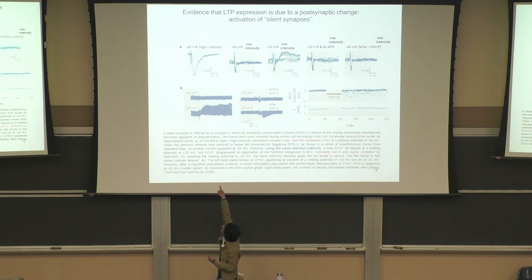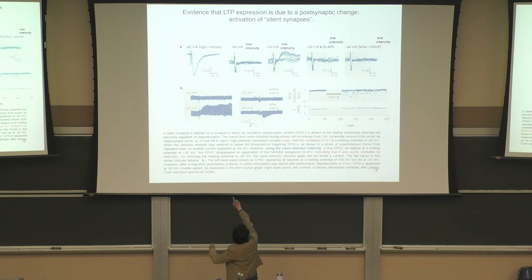So in this first panel, there's glutamate release, but the cell is not depolarized. Oh, sorry, the second panel, low intensity. Then on this panel, the cell is depolarized at plus 30, and there's glutamate release from the weak stimulation. So then there's a weak NMDA response that is blocked by an NMDA blocker, which is this AP5.